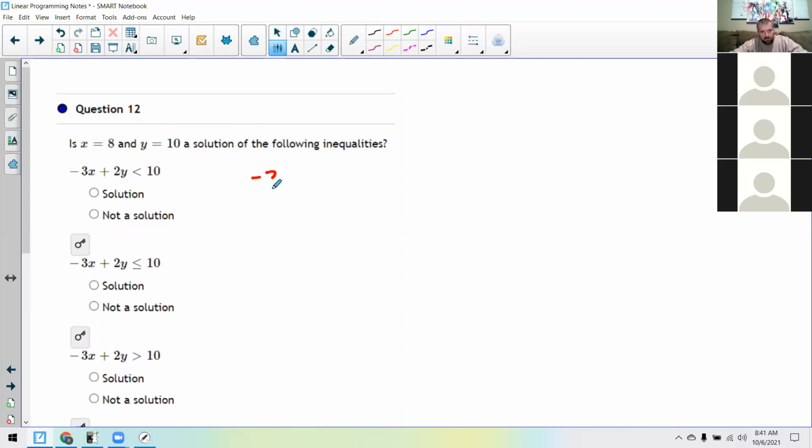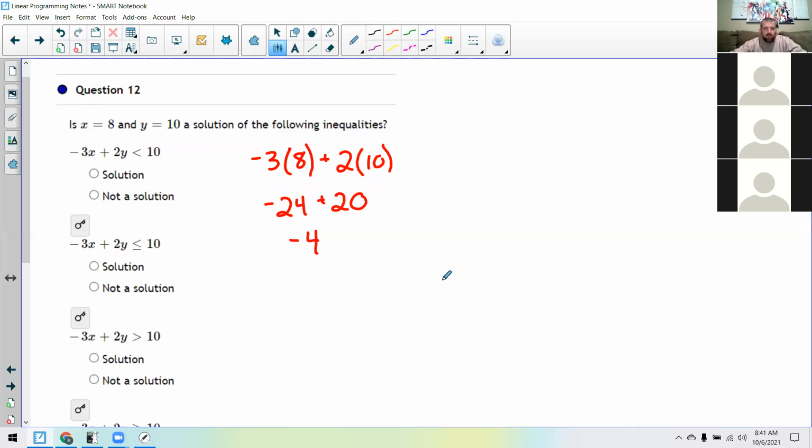Negative 3 times 8 plus 2 times 10. That's negative 24 plus 20. That's negative 4. So the left-hand side of all of these is going to be negative 4, negative 4, negative 4, negative 4.